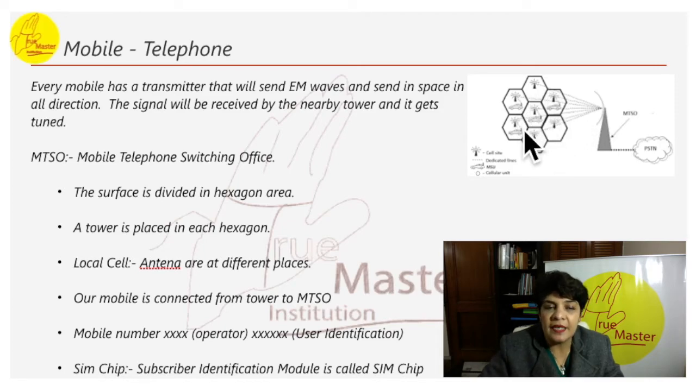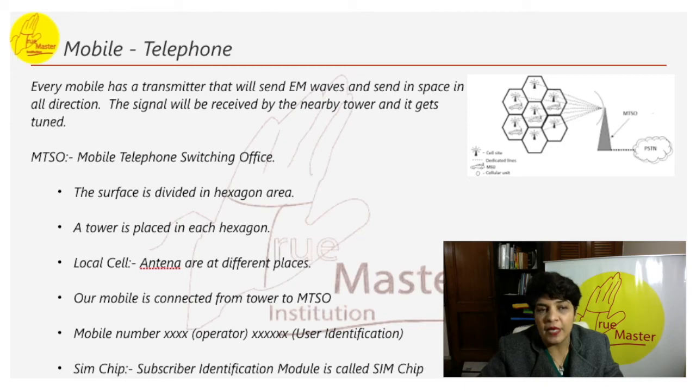Our mobiles are connected from the tower to the MTSO. What is MTSO? This is the MTSO. So from this tower, this is connected to the MTSO. In mobile numbers, if you have noticed, mobile numbers are basically 10-digit numbers. So the first 4 identify the operator, like Jio, Airtel. So the first 4 identify which operator it is, and 6 digits are user identification.